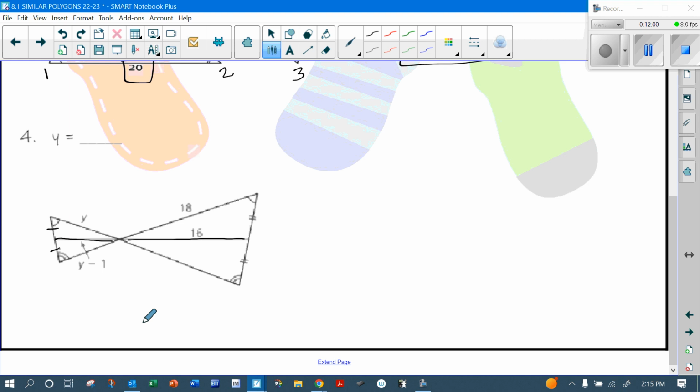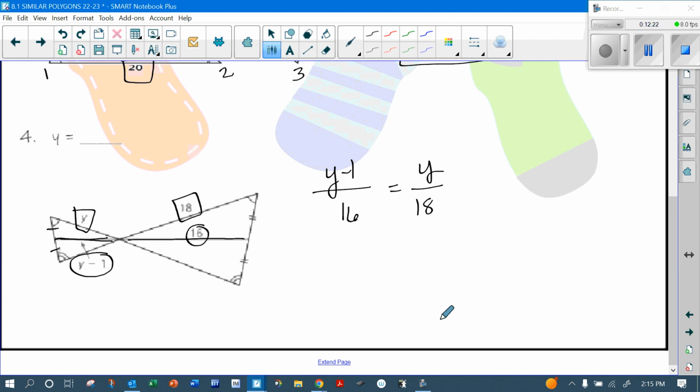So what I do know is that this piece right here, since it's the inside piece, is going to go with the inside piece. So I know that y minus 1 goes with 16. Now I also know that this y is going to go with this 18. So y is going to go with 18. Same exact thing, you're going to cross multiply.